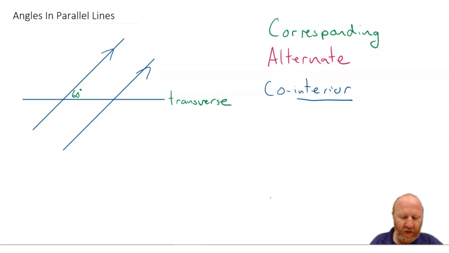So if I knew that this was 60, I could work out straight away that that was 120. If I knew that it was 40, I could work out that the other one was 140.